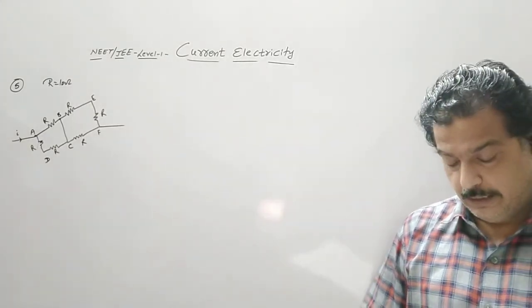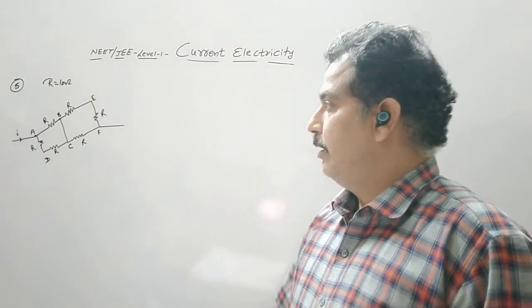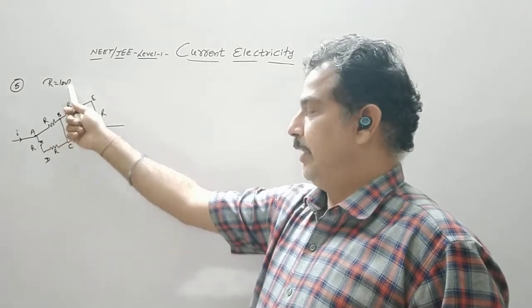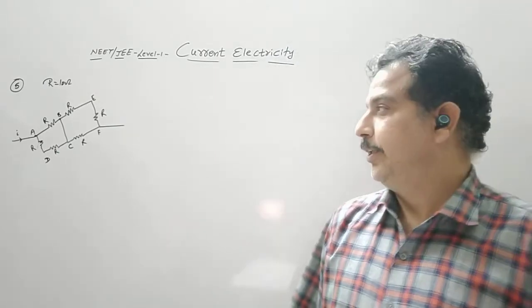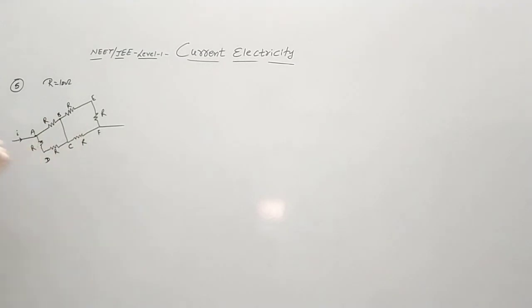Question 5. The circuit diagram is given where we have the resistance value 10 ohms. We have to find out the current in arm AD. So we do the distribution of the current.